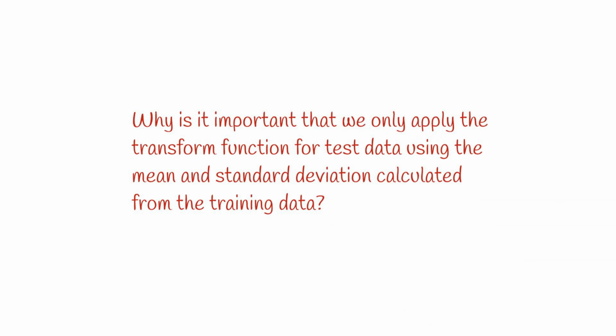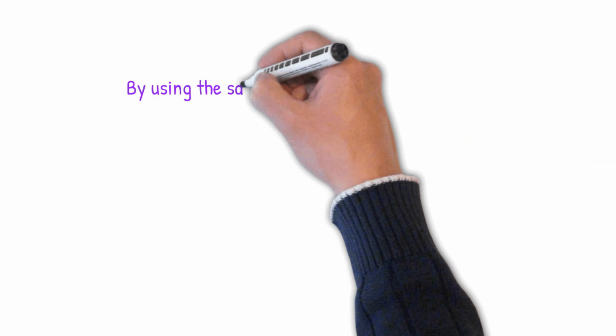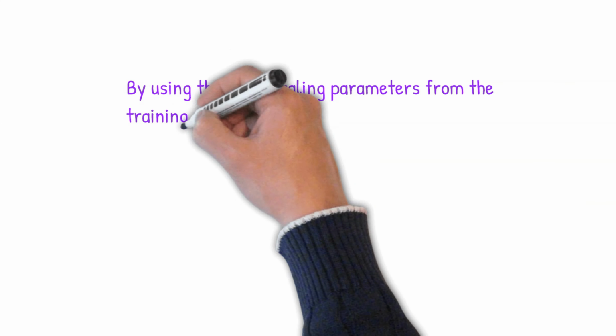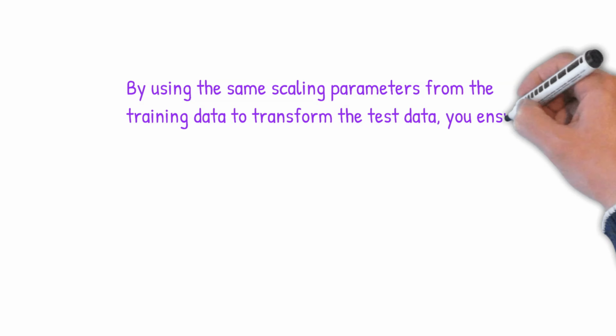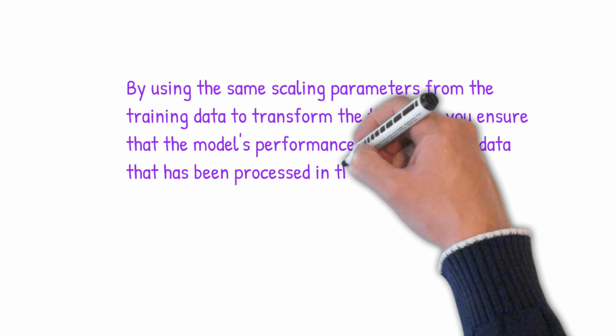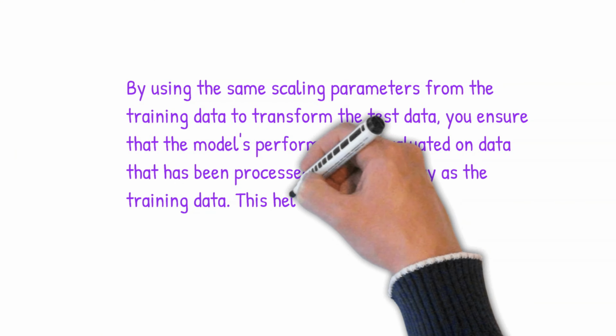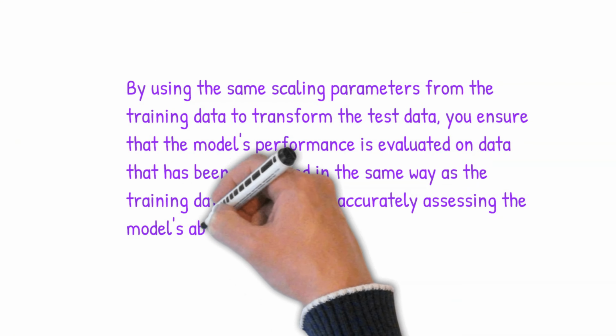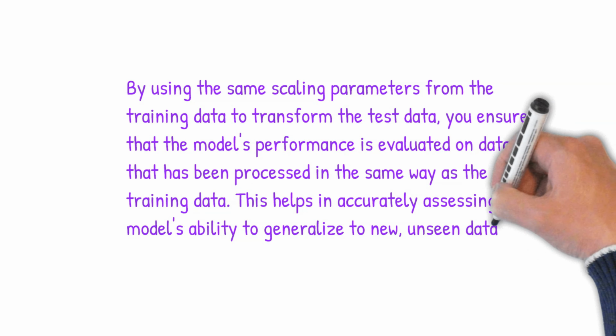Consistency is key when evaluating the model. By using the same scaling parameters from the training data to transform the test data, you ensure that the model's performance is evaluated on data that has been processed in the same way as the training data. This helps in accurately assessing the model's ability to generalize to new, unseen data.